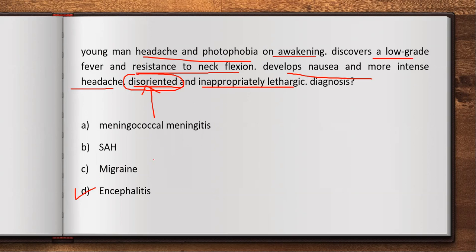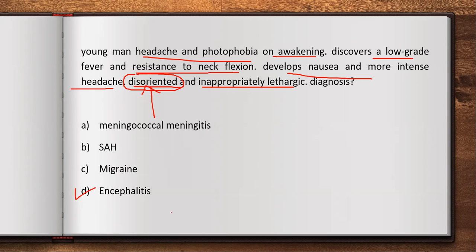Again, migraine doesn't cause fever, neck stiffness. Subarachnoid hemorrhage doesn't cause fever, so unlikely. Meningococcal meningitis can cause everything which this patient has, but not disorientation. When it's disorientation or coma, convulsion, confusion, that means that the patient has encephalitis. Clear?